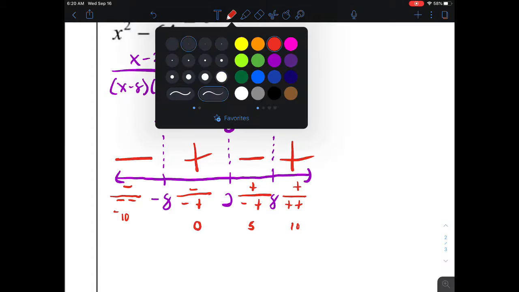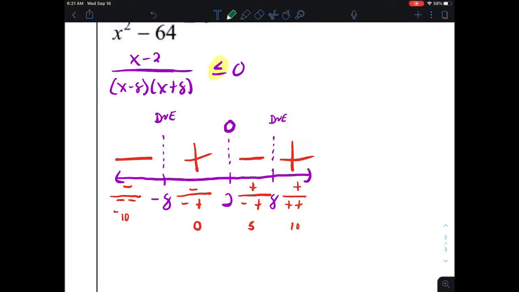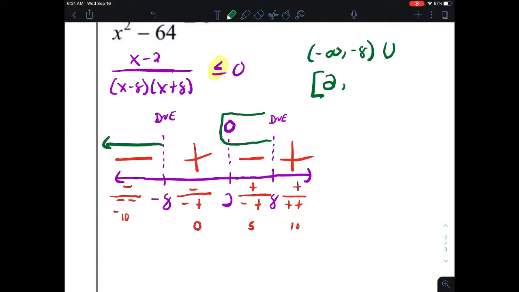According to our inequality here, we want to be less than or equal to 0. So I'm going to be this interval here. Now I can't include the number that makes me undefined. And I'll also be that interval there. So our answers here would be from negative infinity to negative 8, non-inclusive on the negative 8 because we're undefined, union, include the number that makes it equal 0, 2 to 8, exclude the 8 because we are undefined.